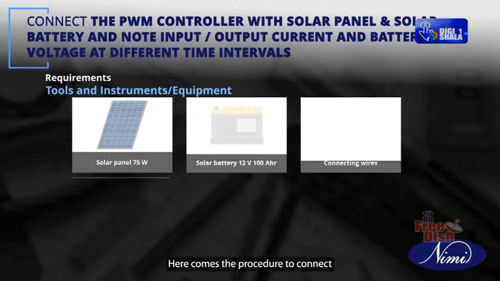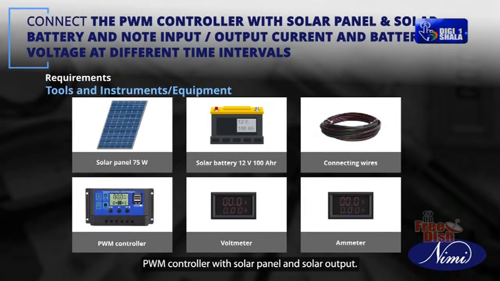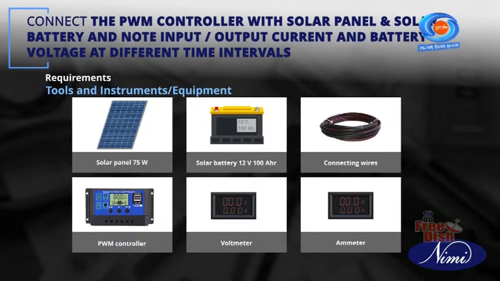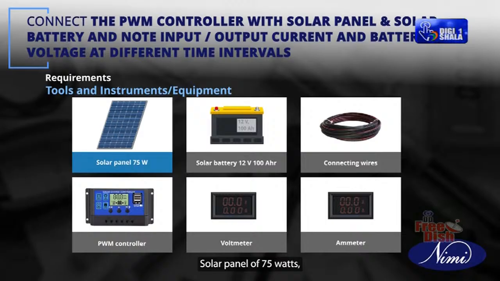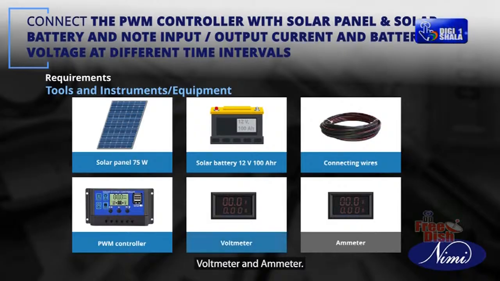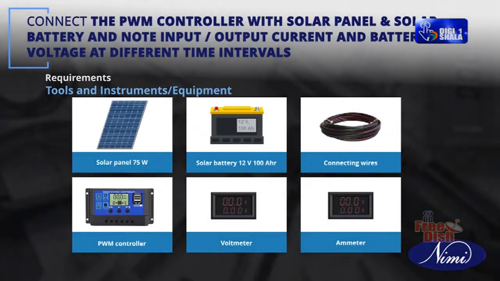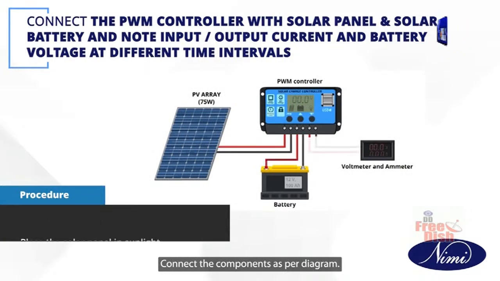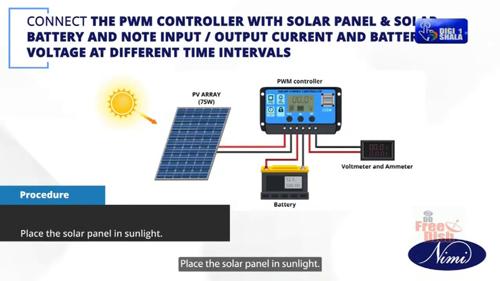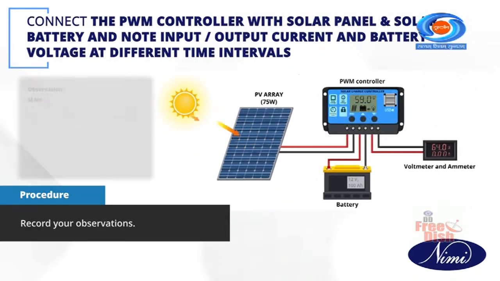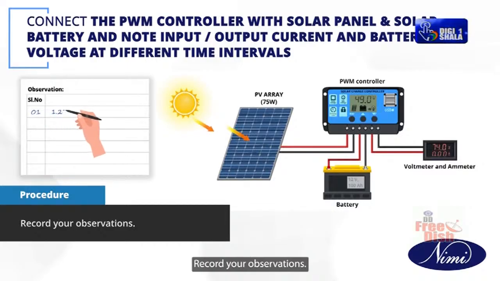Here comes the procedure to connect the PWM controller with solar panel and solar battery. Ensure you have all the following tools and equipment: solar panel of 75 watts, solar battery 12 volts 100 ampere-hour, connecting wires, PWM controller, voltmeter and ammeter. Connect the components as per the diagram. Place the solar panel in sunlight. Test input-output voltages. Record your observations.